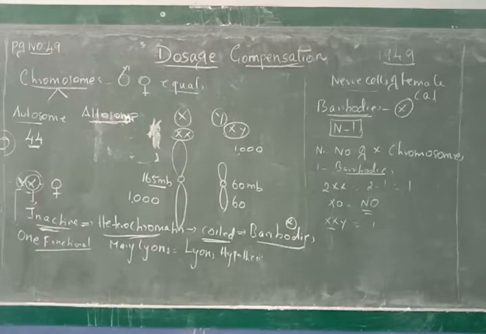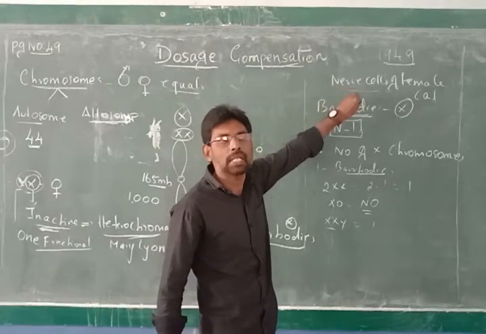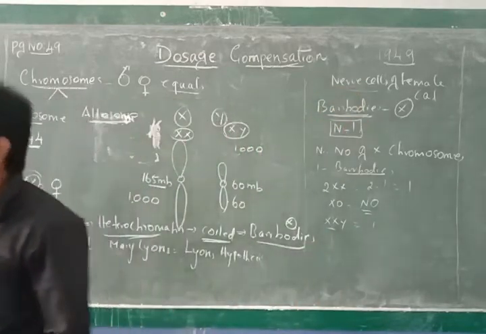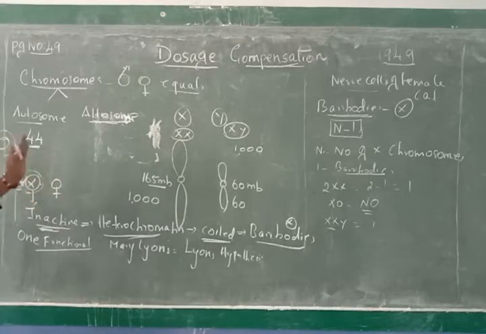In 1949, Barr and Bertram discovered these Barr bodies in the nerve cell of the female cat. It is not present in the male cat. Why? The reason is Barr bodies are present only with the X chromosome, so they belong only to the female. So it is absent in the male. This much clear? Right. Just go through it for two minutes.